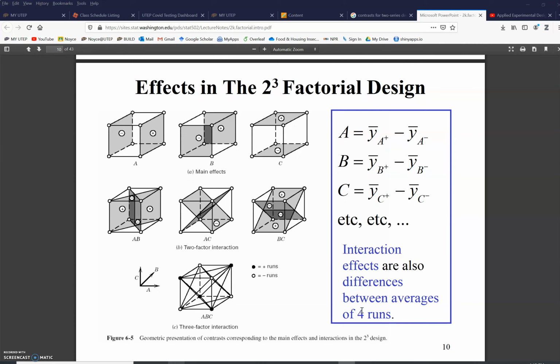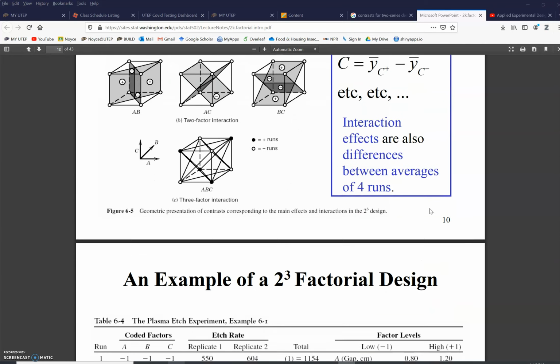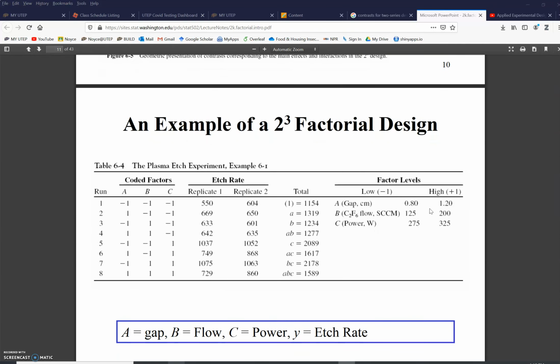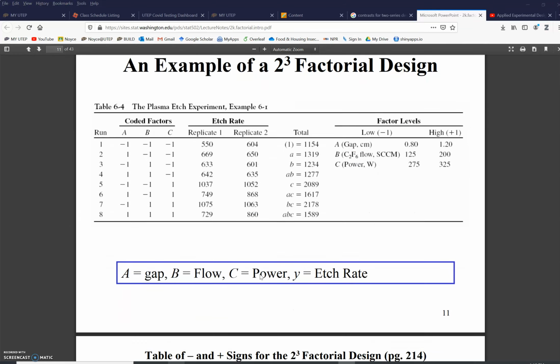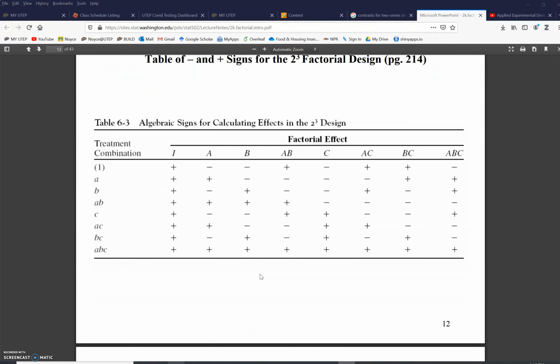Okay, so here we can talk about how we estimate each of those factors, like in the last set of notes. Main effect for A is all the positive coefficients for A minus all the negative for A. For B, positive minus negative. C, positive minus negative. Those interaction effects are going to just be the differences between the averages of the 4 runs that involve that interaction. Here it is laid out for 2 replicates per treatment combination. And here's the full factorial effect.